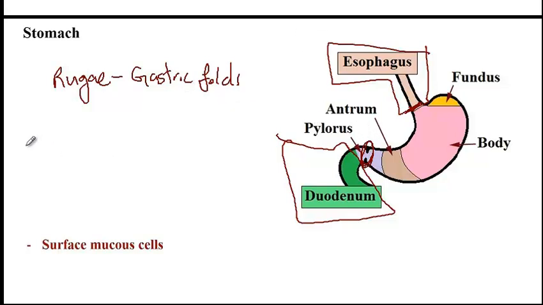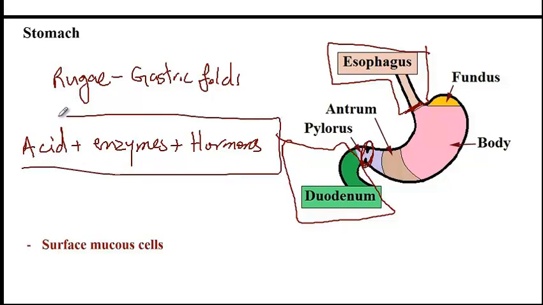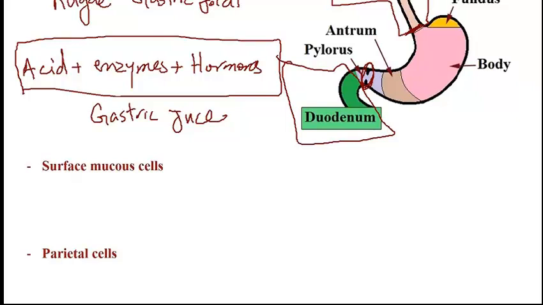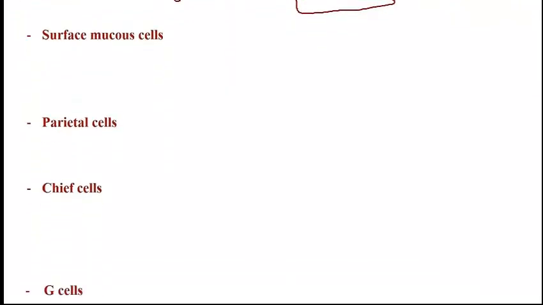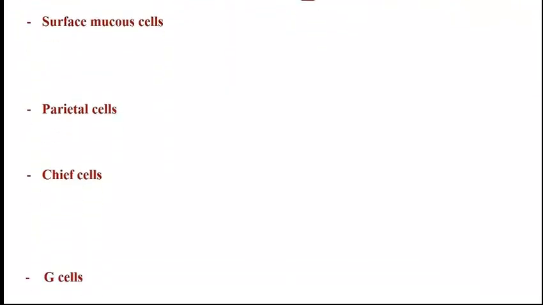Now, the combination of acid plus enzymes plus hormones that are released by the stomach is referred to as gastric juice. And there are four major cell types in the stomach that help with the production of gastric juice. So now let's go over the functions of the different cell types in the stomach.